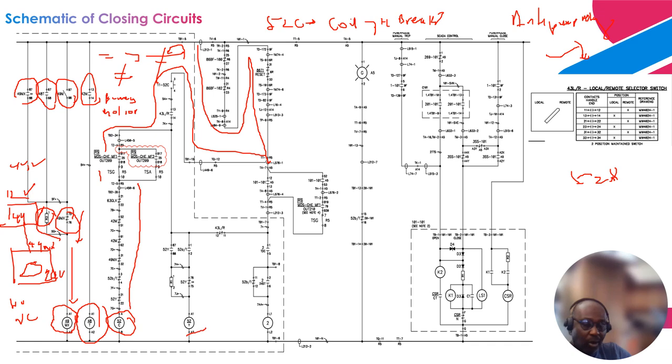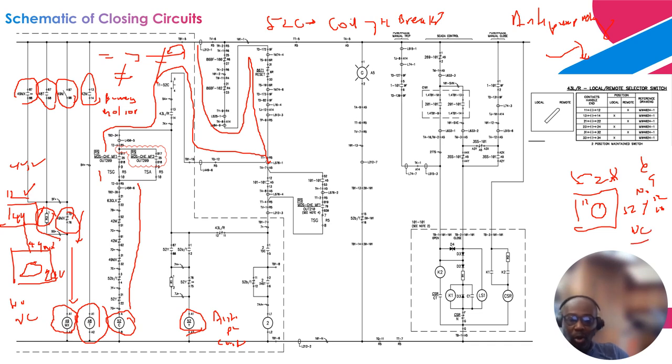This is the relay coil for the anti-pump control relay. Like I told you, you have an anti-pump relay, 52Y, and inside the relay you have a coil. Inside the relay you have many contacts, let's say 6, 9, 12, 16, which are normally open or normally closed. So inside this relay is where you have those multiple contacts.